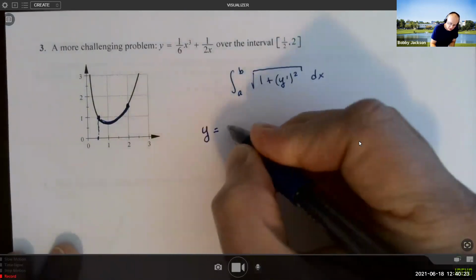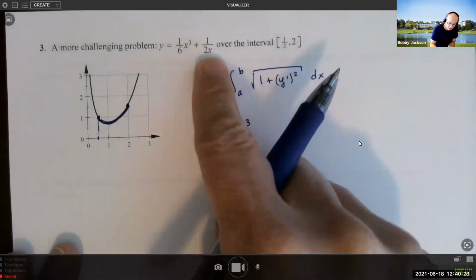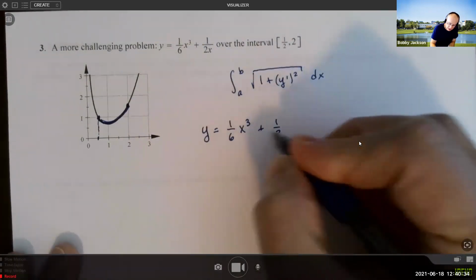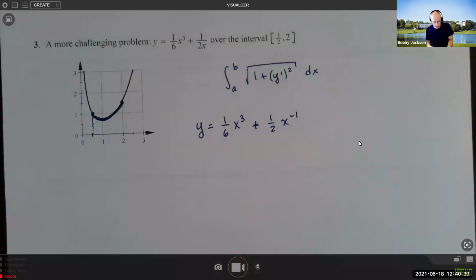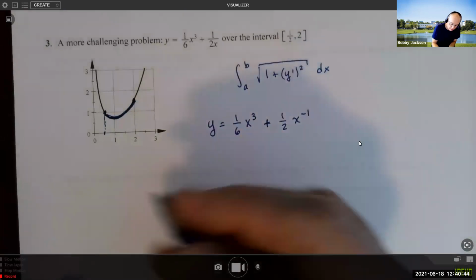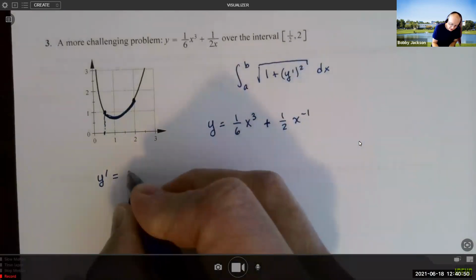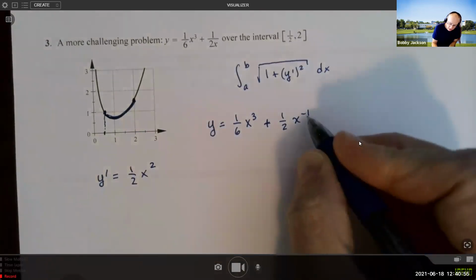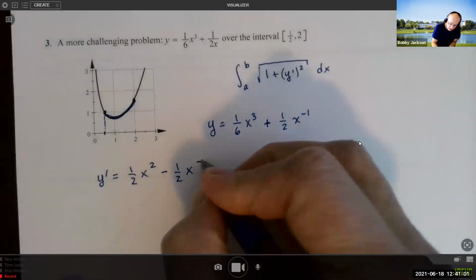Let me just rewrite this function first of all, 1/6 x cubed. Some of you might be thinking I have to use a quotient rule here, but I'm going to write this 1 divided by 2x as 1/2 times 1 over x, which is just the same as x to the negative 1 power. So I'm going to avoid the quotient rule by simply rewriting and now using the power rule. So what is the derivative? Bring the 3 down, 3/6, which is 1/2. Subtract 1 from the power. Bring the negative 1 down, it's minus 1/2, and subtract 1 from negative 1 gives me negative 2.